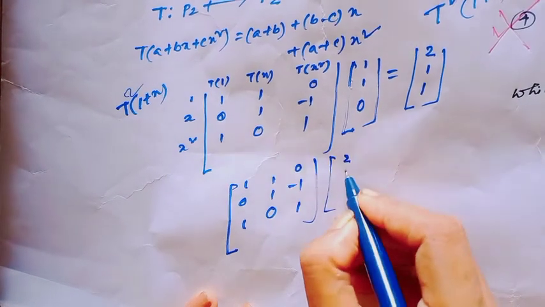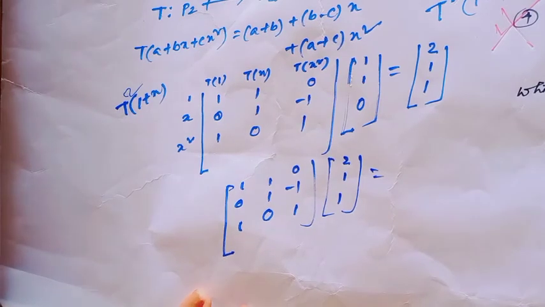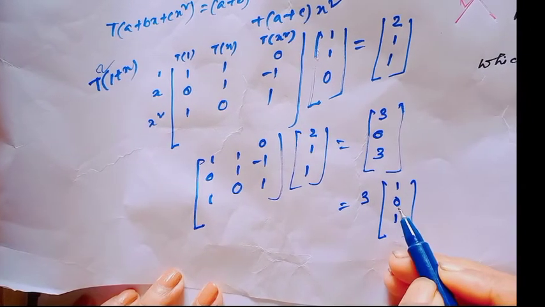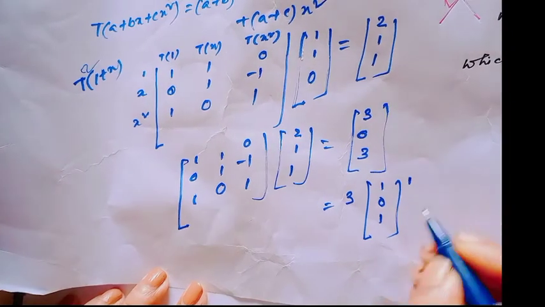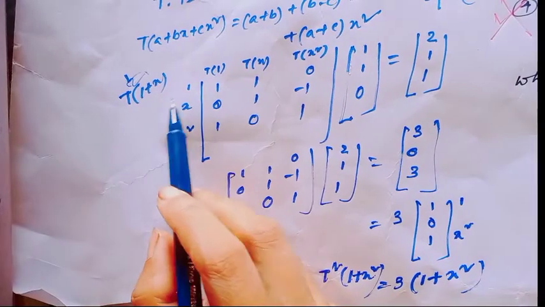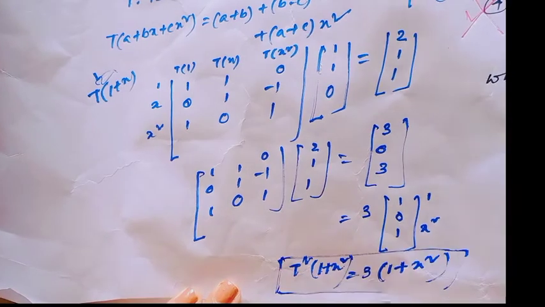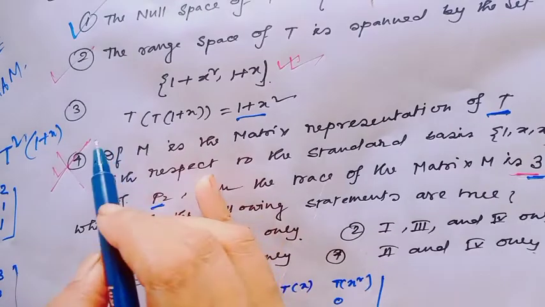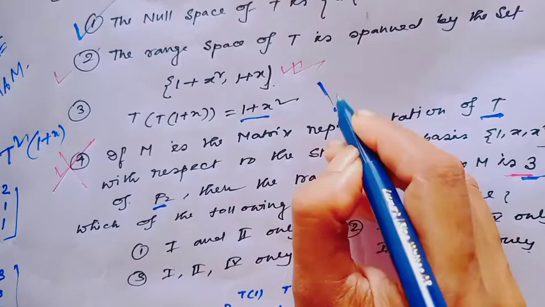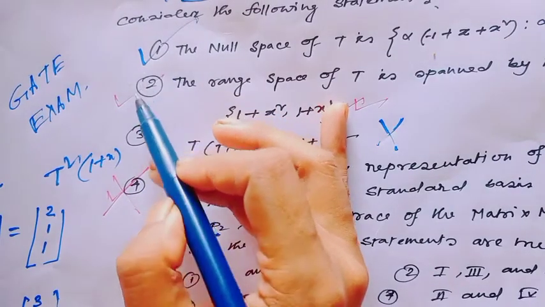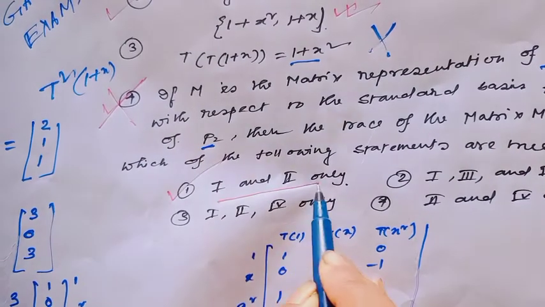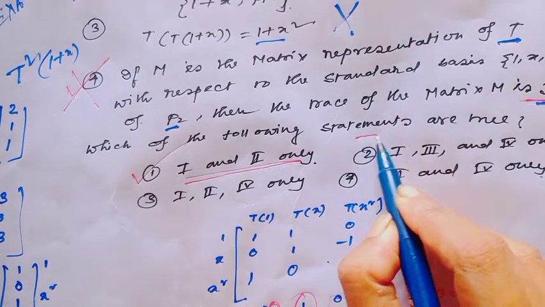Here with respect to this vector 2 1 1, and this is equal to 3 0 3, which is 3 times 1 0 1. The corresponding vector would be, this is 1 and this is x square, that means 3 times 1 plus x square. That means T square of 1 plus x would be 3 times 1 plus x square. The third option indicates T of 1 plus x equal to 1 plus x square. This is a wrong option. That means only option 1 and option 2 are right, because the question asks which statements are true.